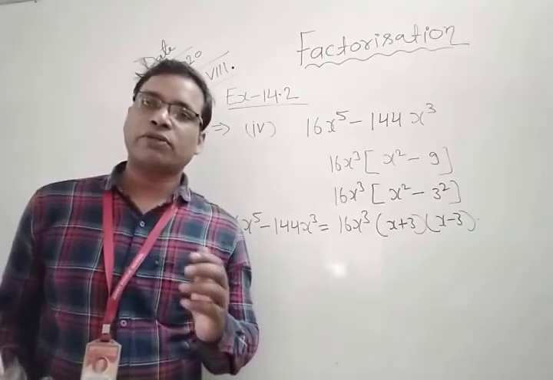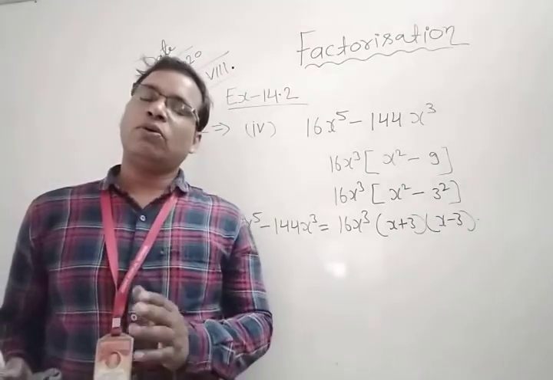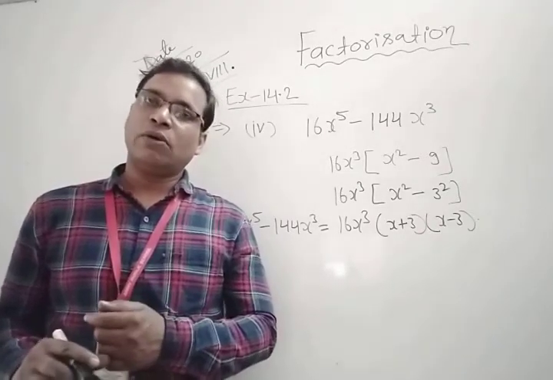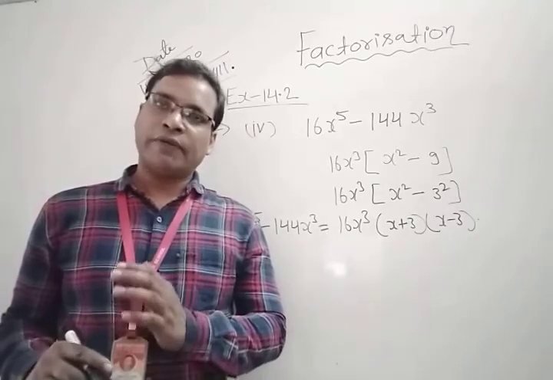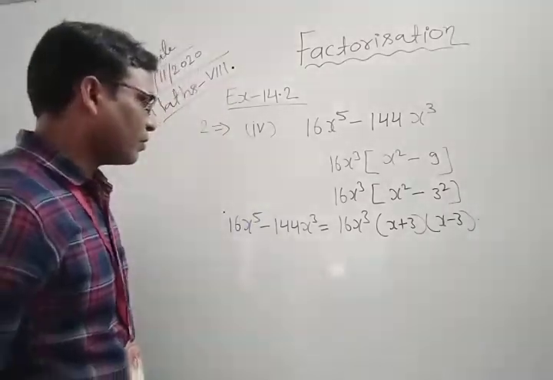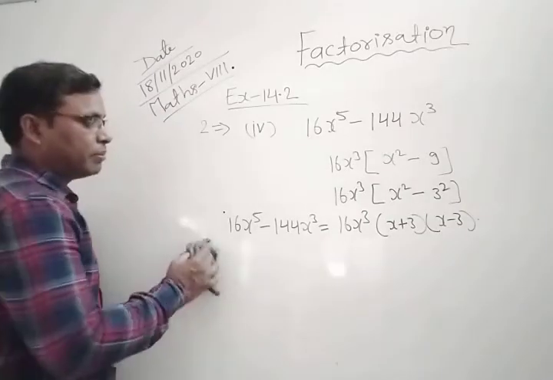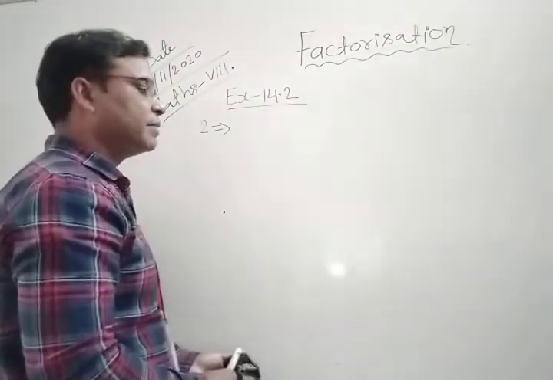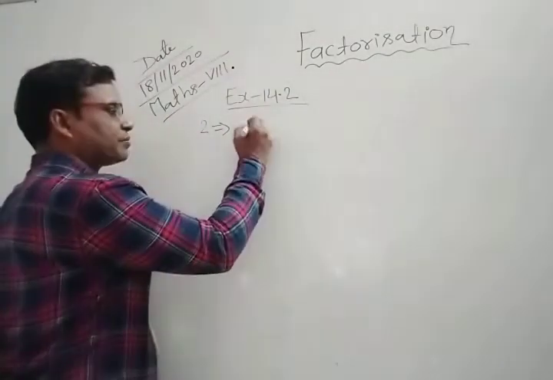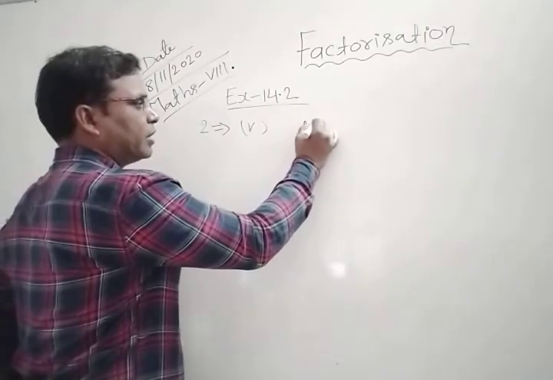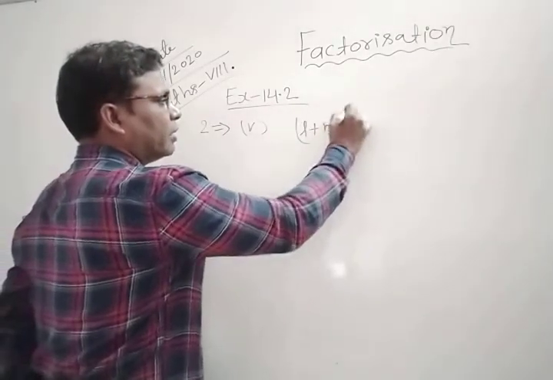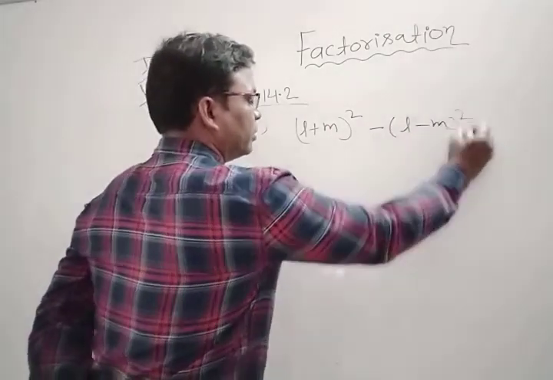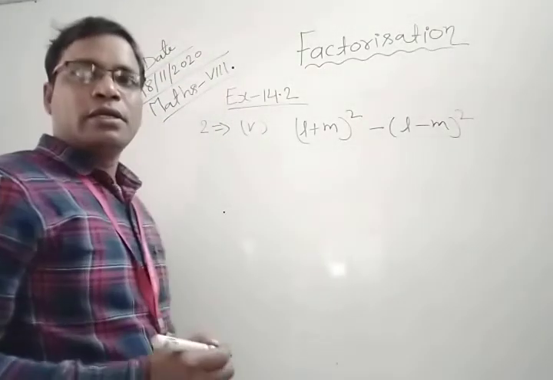The fifth part is the whole square of a plus b minus the whole square of a minus b. Sorry, the whole square of l plus m minus the whole square of l minus m. We need to find its factors. So let's see how to find the factors of the fifth part of question number 2. You can write here: the whole square of l plus m minus the whole square of l minus m. This is given. So you can solve this.